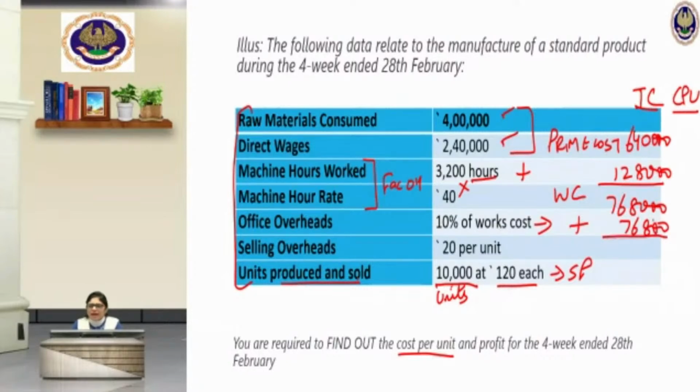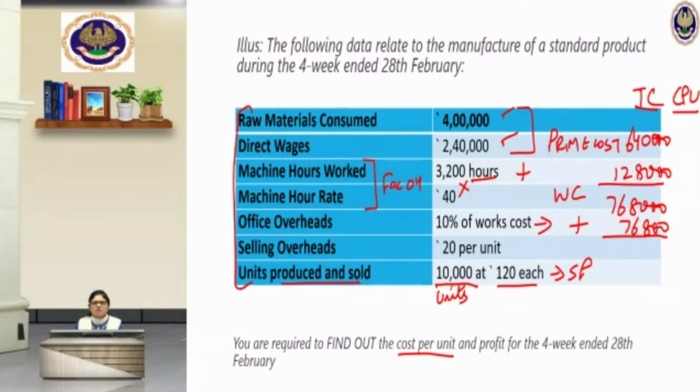So after adding the office overheads to the works cost, what do we get? Can anybody tell me what we get after adding office overheads to the works cost? I believe that you have the understanding of cost sheet. So what we get once we add office overheads or admin overheads to the works cost?